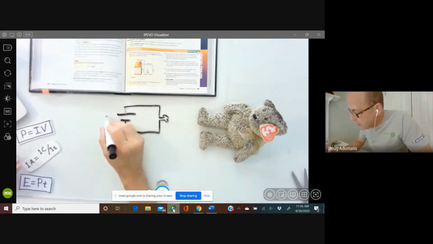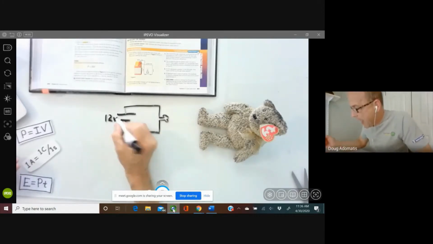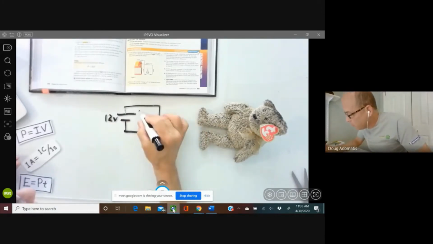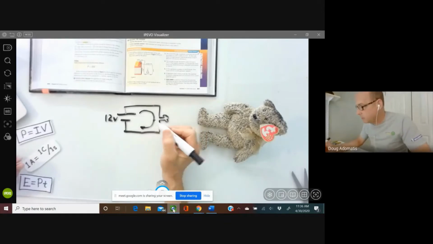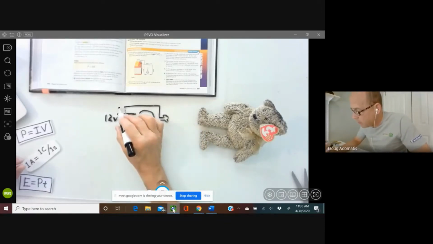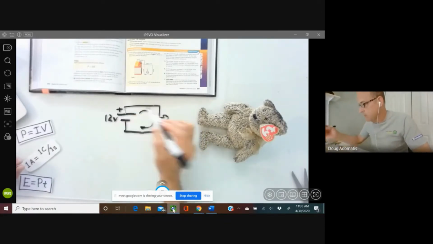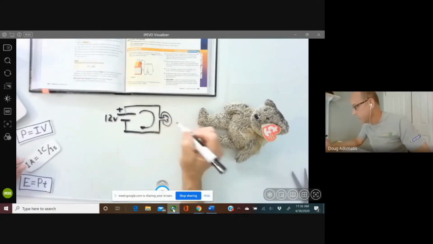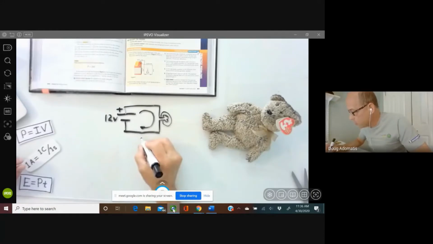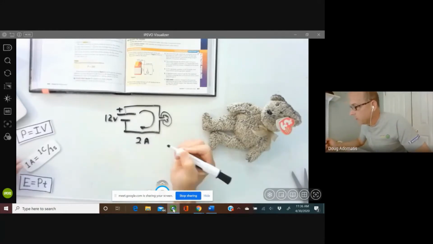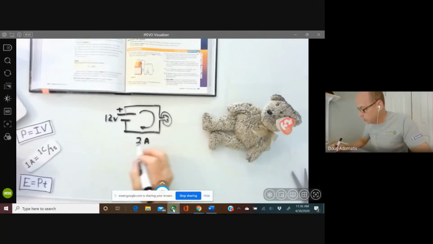Okay, so this is a 12-volt battery, and current flows from positive to negative. We learned that when we were talking about electric fields. We always go from positive to negative, and this is our light bulb right here. So we have a 12-volt battery, and we're told that 2 amps is moving through the circuit. What is the amount of power used?